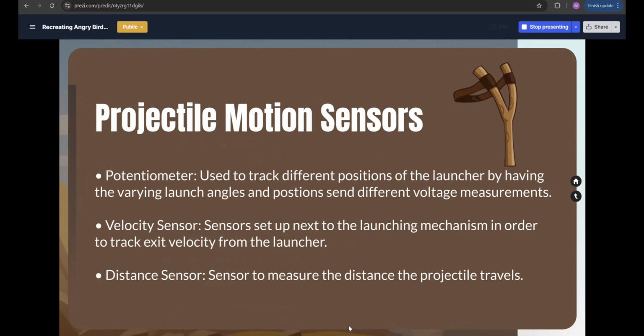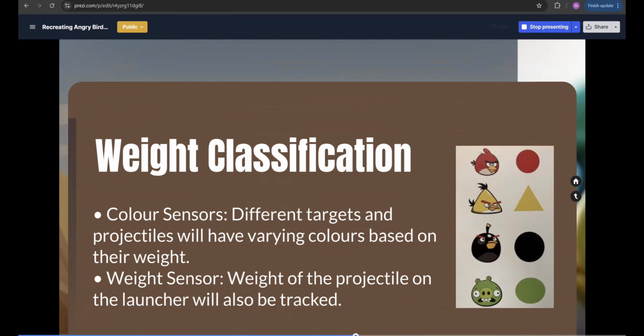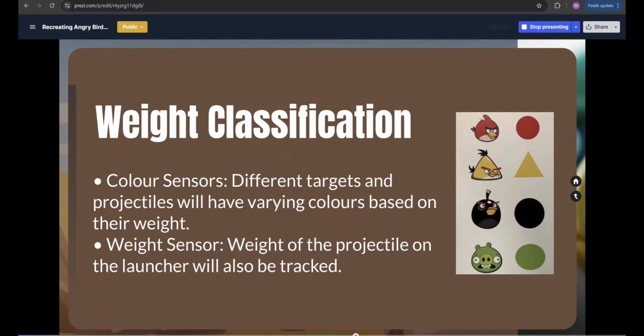Next, we will have a velocity sensor that will be placed next to the launching mechanism in order to track the exit velocity of the projectile as it is released from the launcher. And then we will have a distance sensor that will be used to find how far the projectile travels. This may be done with either a force impact sensor that will track the impact of the projectile when it lands, or an ultrasonic sensor to pick up on the sound waves upon impact.